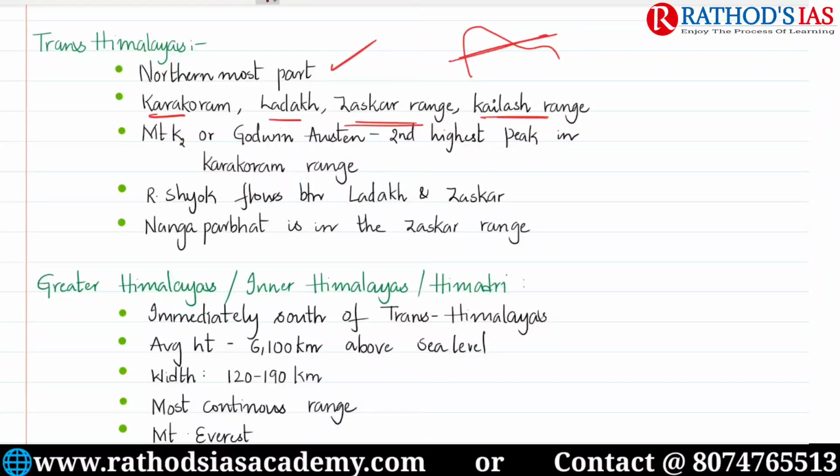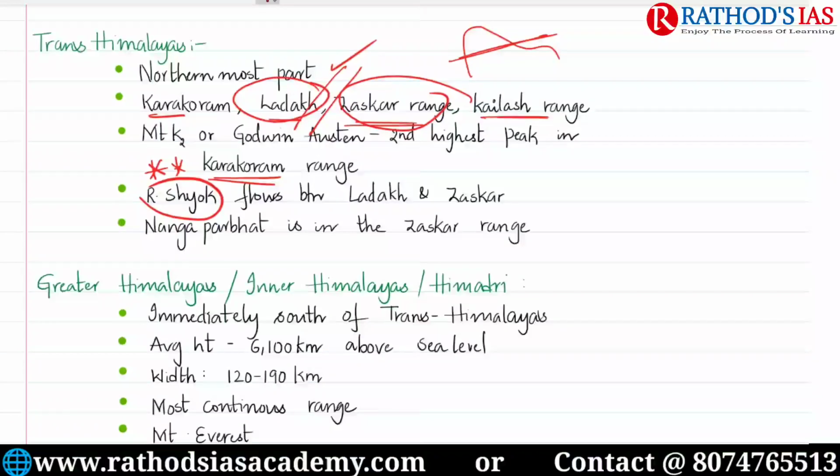And one more thing is Mount K2 or Godwin Austen. It is the second highest peak in the world, which is mainly seen in this Karakoram range. And one more thing here is, as I said, Ladakh range is there, Jaskar range is there. So between these two, river Shyok mainly flows. So this is a very important prelims fact.